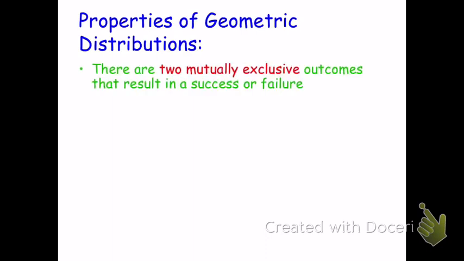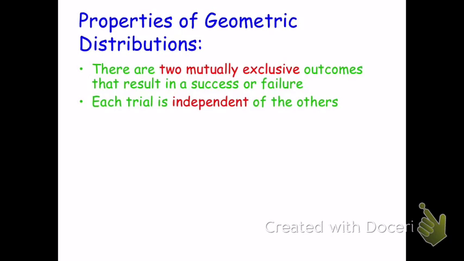So the same properties as binomial in that you have 2 mutually exclusive outcomes, like you have a success and you have a failure. So you either have a boy or a girl. There's 2 mutually exclusive outcomes. The second is that each trial is independent. So within one trial, you have 2 mutually exclusive outcomes.